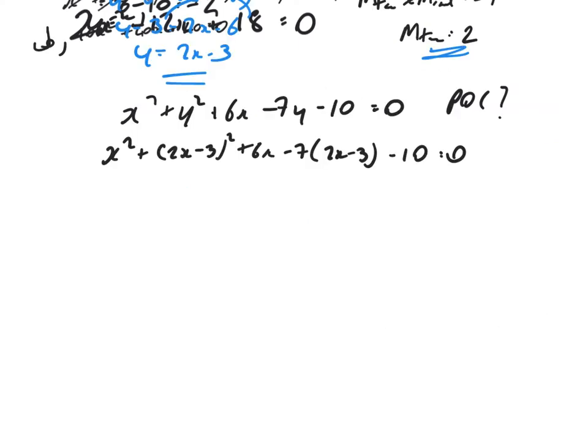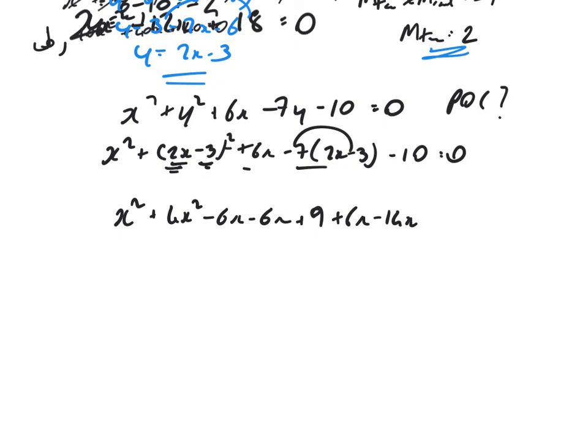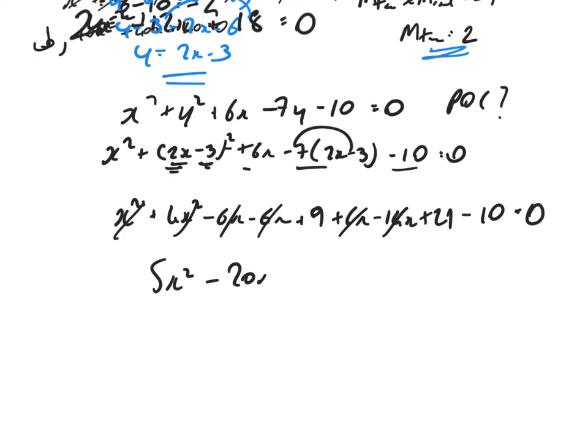Okay, so that will be x² + (2x)² is 4x². 2x times −3 is −6x, and then another −6x, −3 all squared is plus 9, plus 6x − 14x + 21 − 10 = 0, and let's tidy it up, so it'll be 5x² − 6x − 12x − 6x − 20x, 9 + 30 − 10 is 20, that's equal to 0.